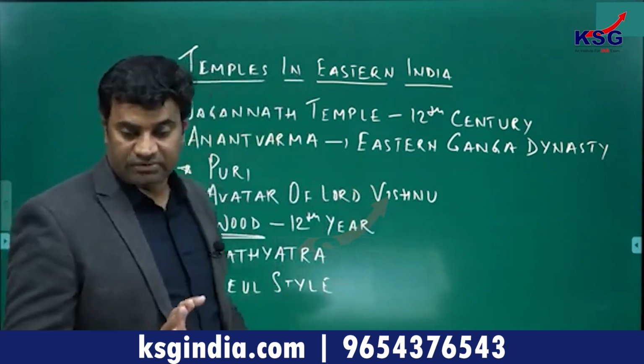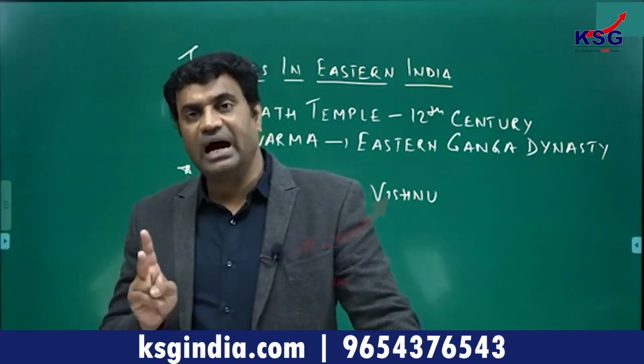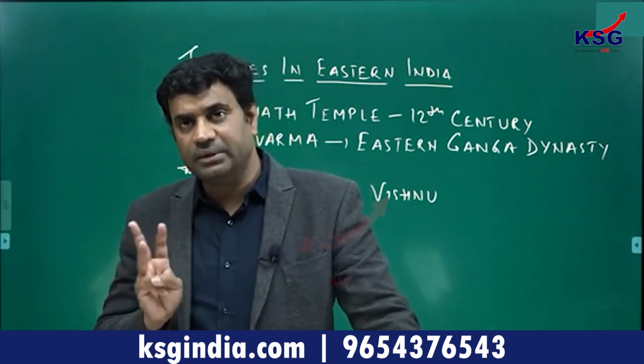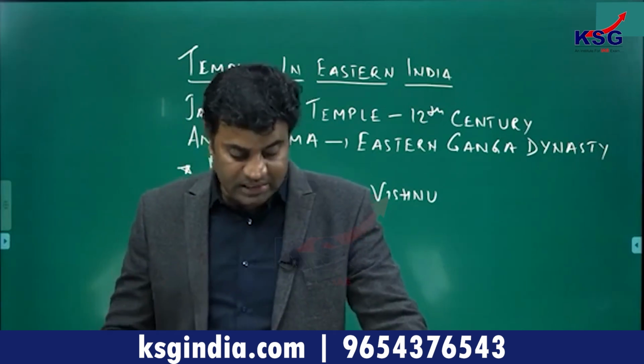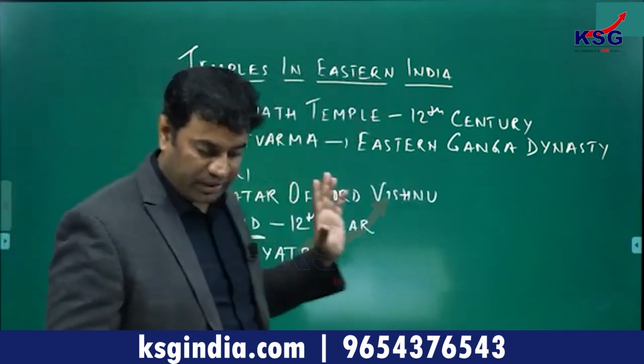These four features of Deval style are: first of all, the Viman, then we have the Mahamandir, then Bhog Deval, and Jagmohan, the large assembly hall. This is Jagannath temple at Puri.